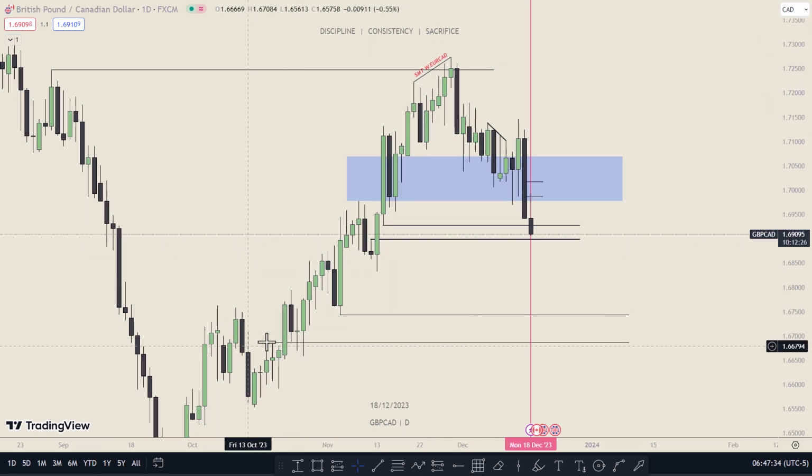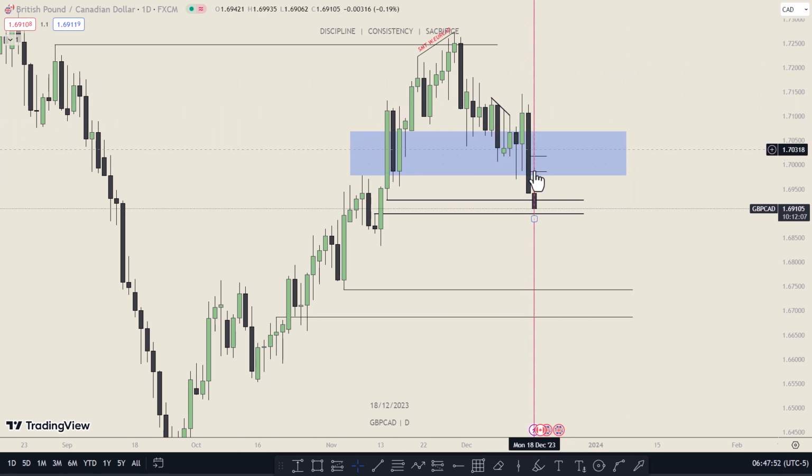So this is a market maker sell model, and I told you when you have an SMT on the smart money reversal, this is a high probability smart money reversal, and price will likely reverse. And the SMT is with euro against the Canadian dollar.